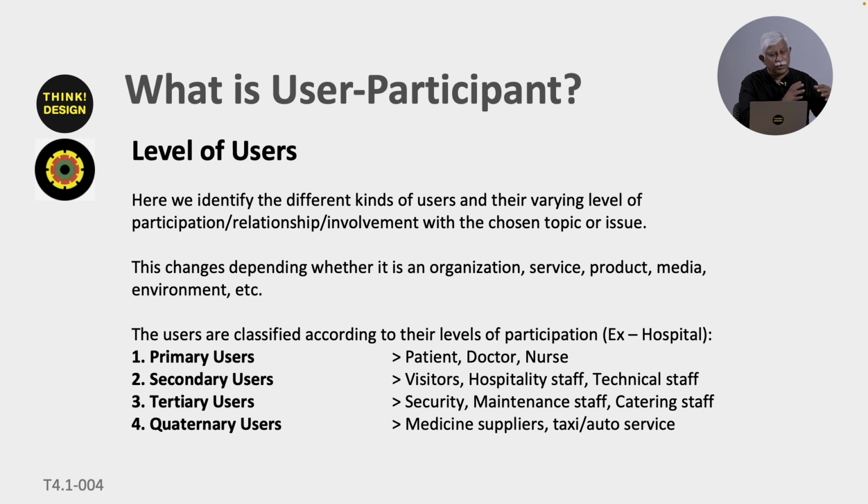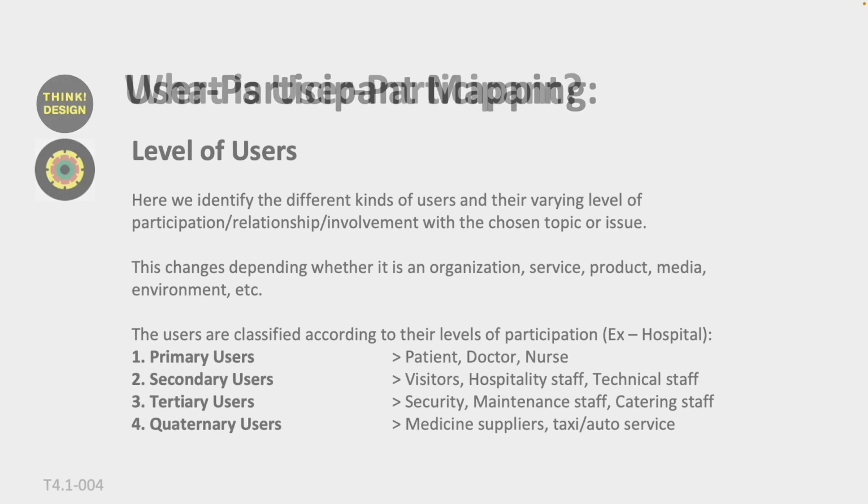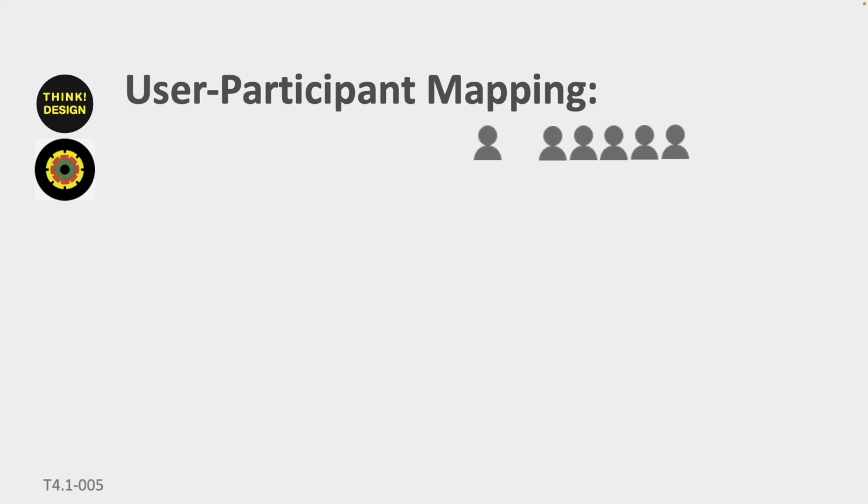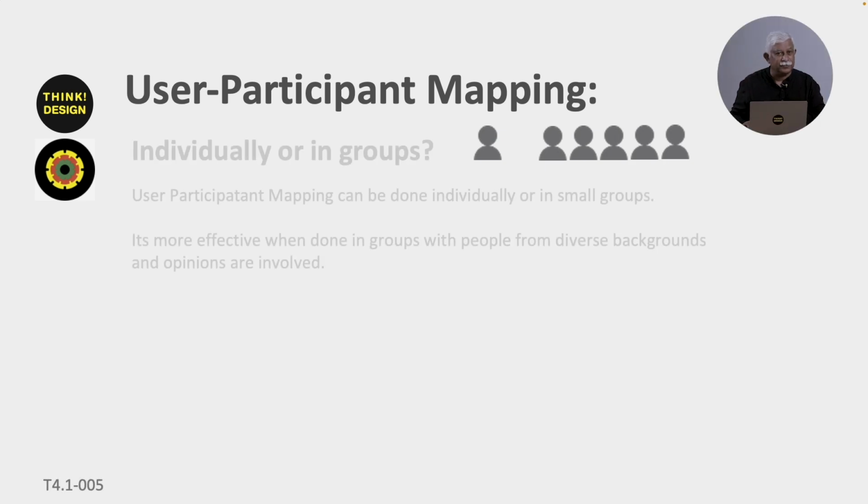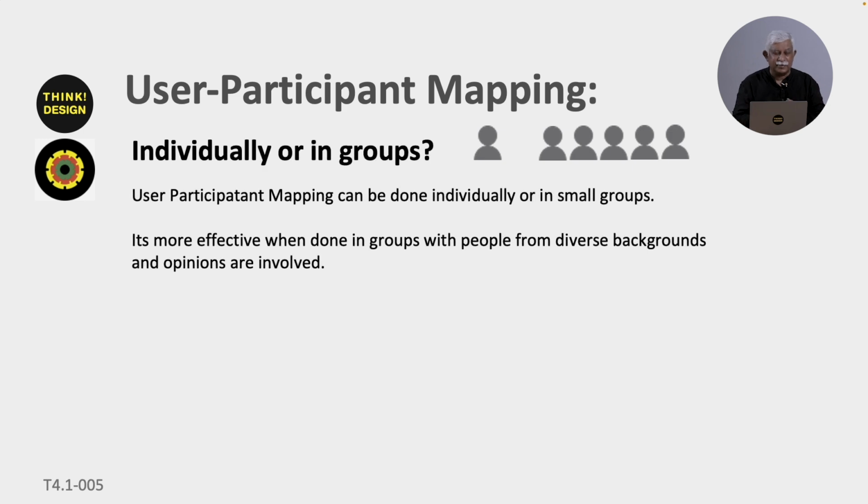Quaternary users are the ones who are not so connected, but they are also part of it, like the medicine suppliers, the taxi or the auto services. So you see, we've made levels of the users according to their level of participation: primary, secondary, tertiary, and quaternary. If you can identify this, you look at the world of the users with respect to your topic. Now, this exercise, do we do it individually or in groups?